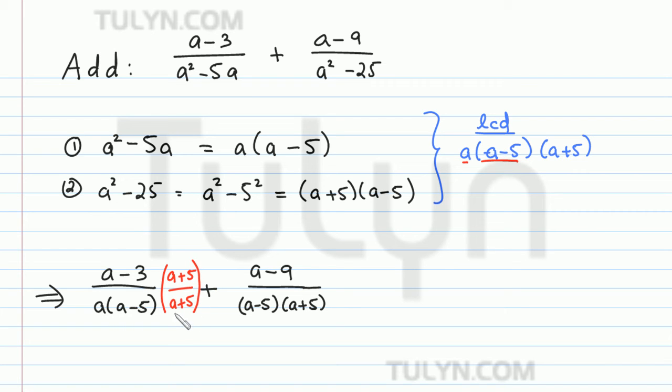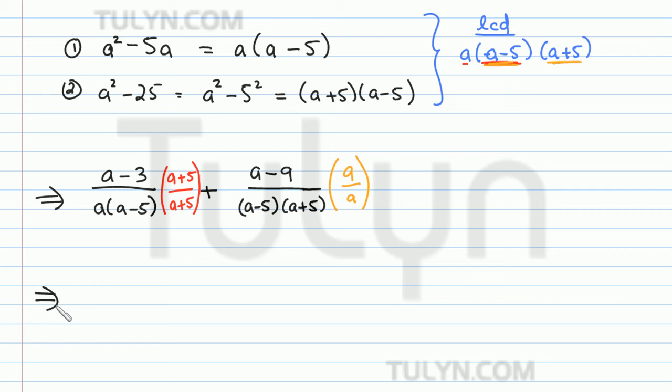The reason we multiply the bottom by a plus 5 is so that we can have it look like the LCD. And the reason we multiply the top is so that we're essentially multiplying by 1, so we don't change the fraction. Now for the second one, we have the a minus 5 and we have the a plus 5, but we need the a. So for the second one, we multiply the top and bottom by a.